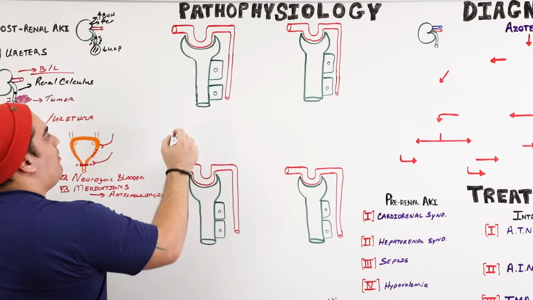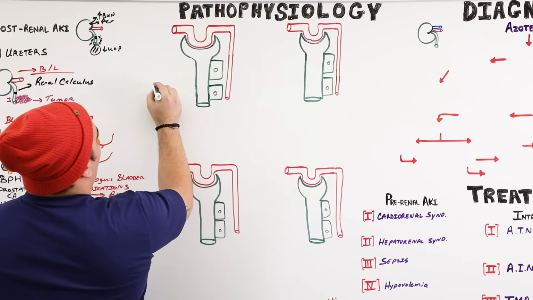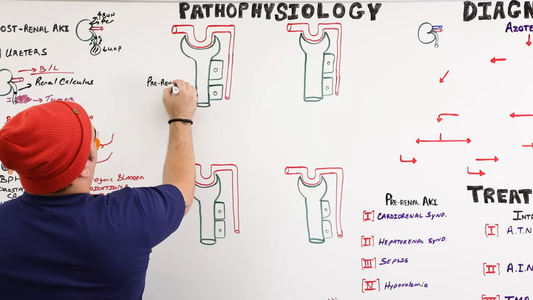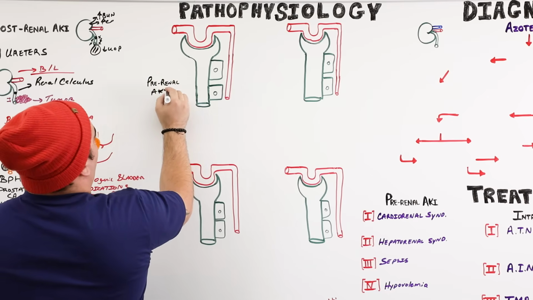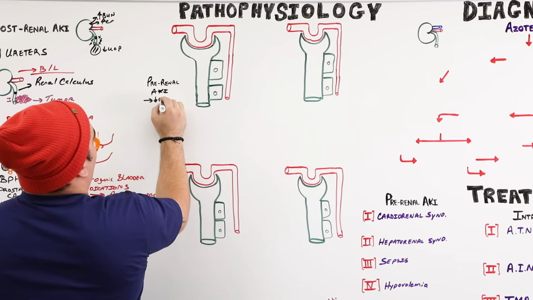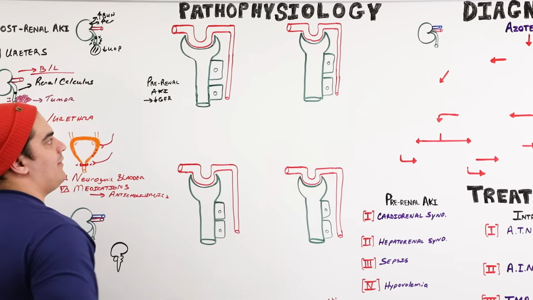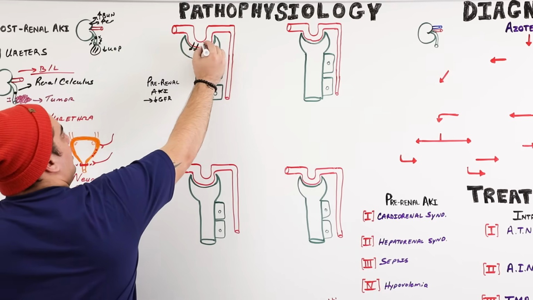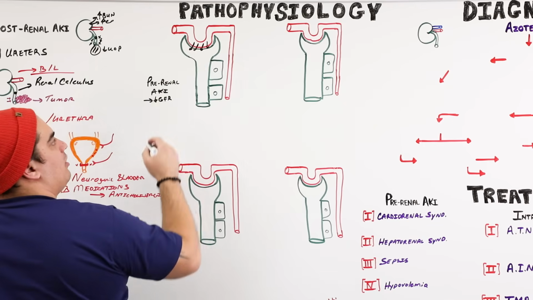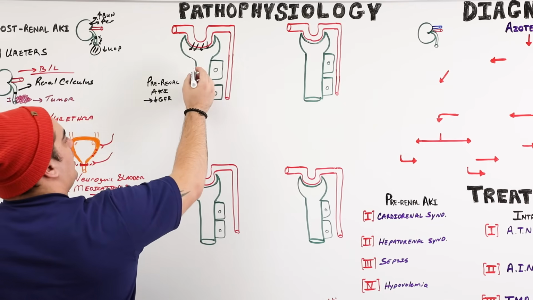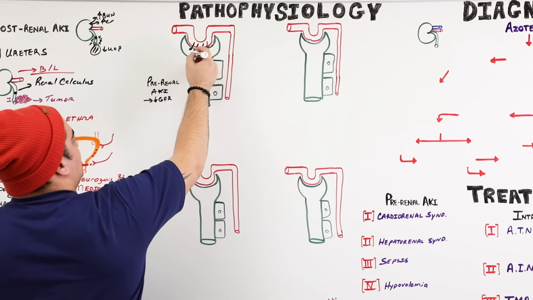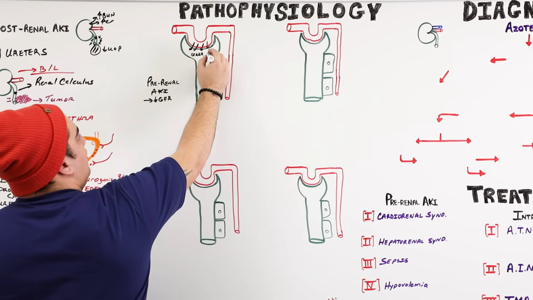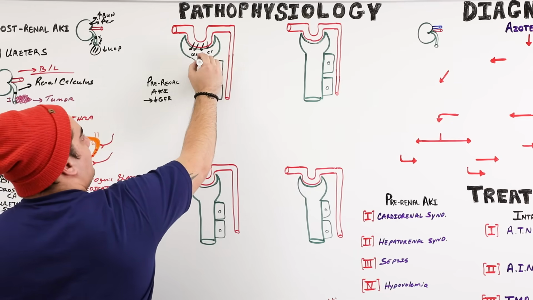Now, what I want you to remember is in someone who has what's called a pre-renal AKI, there is a reduction in the GFR. And all of these, you're going to have some reduction in GFR. So there's less filtration, right? Less filtration that's occurring here between the glomerulus and the Bowman's capsule. Now, whenever you filter substances, you can filter things like urea, and you can filter things like creatinine.